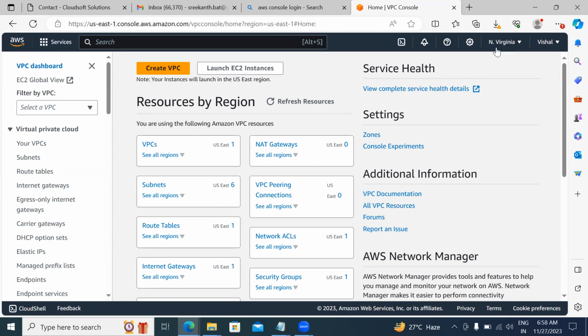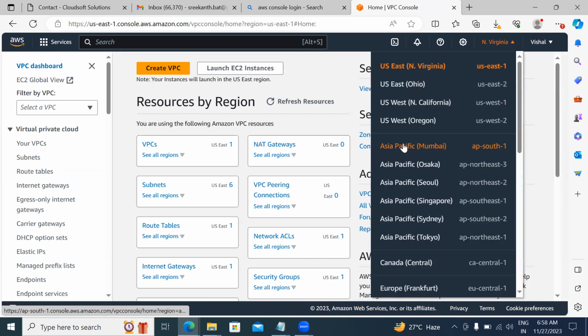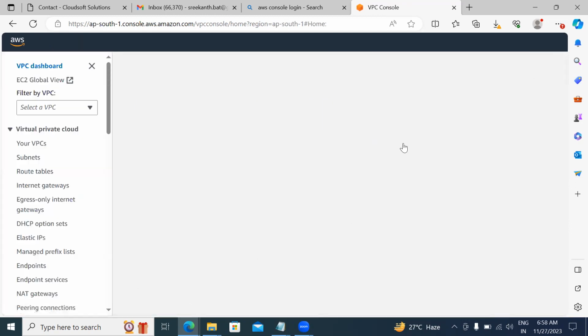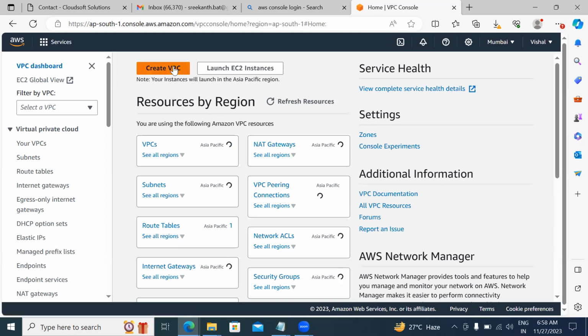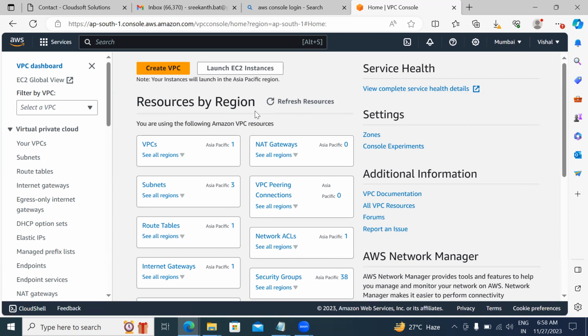Okay, again I'll move to Mumbai itself. Anywhere we can create. Here I'm going to create one VPC. How do we know availability zones here? Zones by default they're giving in the documentation. Okay. So each zone how many they have.